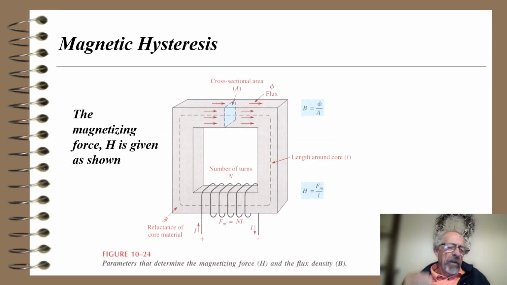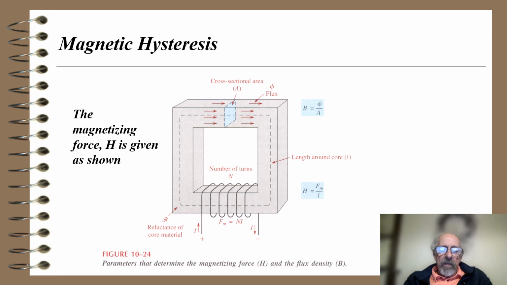This slide is entitled Magnetic Hysteresis. We should know that the magnetizing force H is given as shown here, where this is a core. Now there's a number of turns N that is wrapped around that core. There's a reluctance of the core material. There's a length around the core of L. And there's a cross-sectional area A. And there's so much flux through the cross-sectional area.